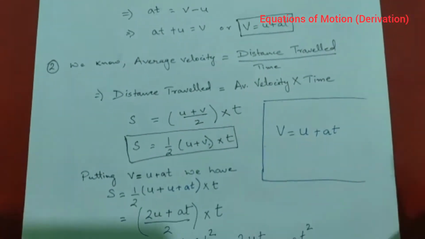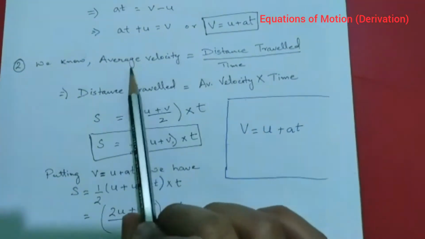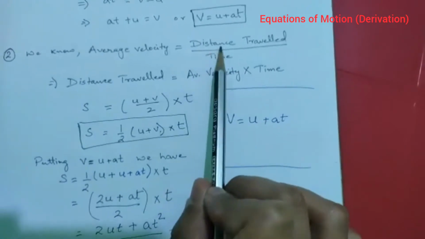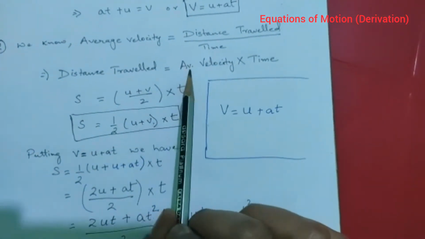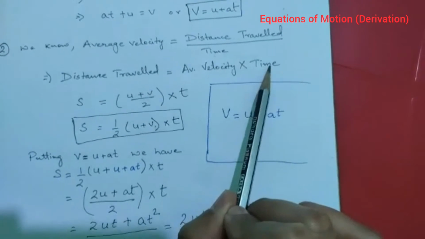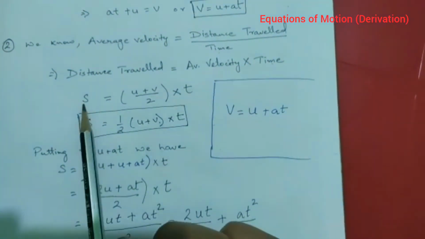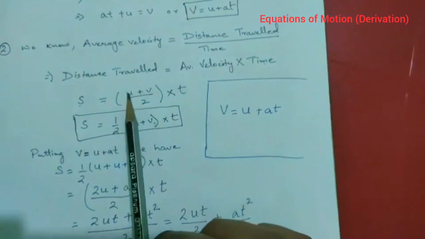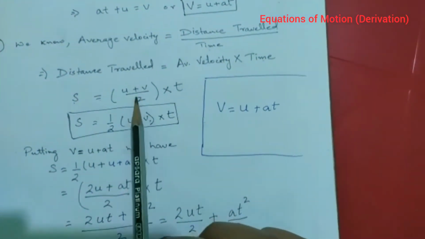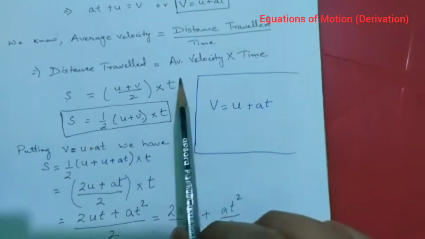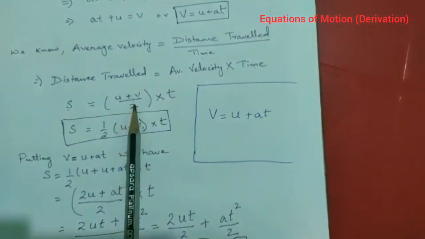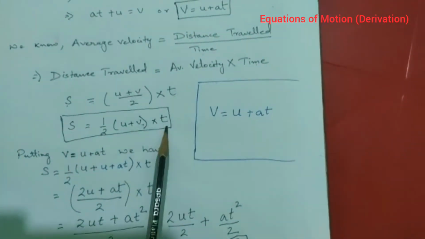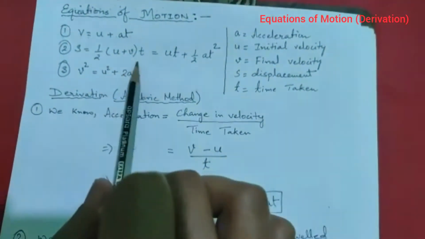To derive the second equation of motion, we are using this formula: average velocity is equal to distance travelled upon time taken. From this formula we know that distance travelled would be given as average velocity multiplied by time. Distance travelled is denoted as s equal to, the formula for average velocity is initial velocity plus final velocity divided by 2, multiplied by time. So if we take 2 outside, we have s is equal to half (u plus v) multiplied by t. So this is this equation.